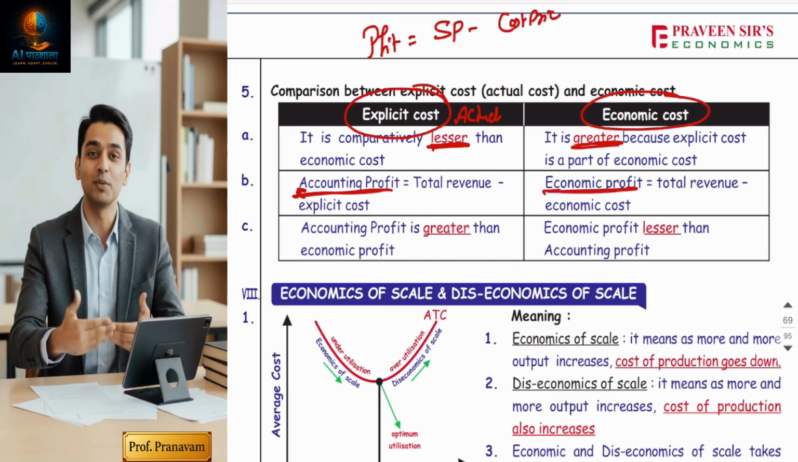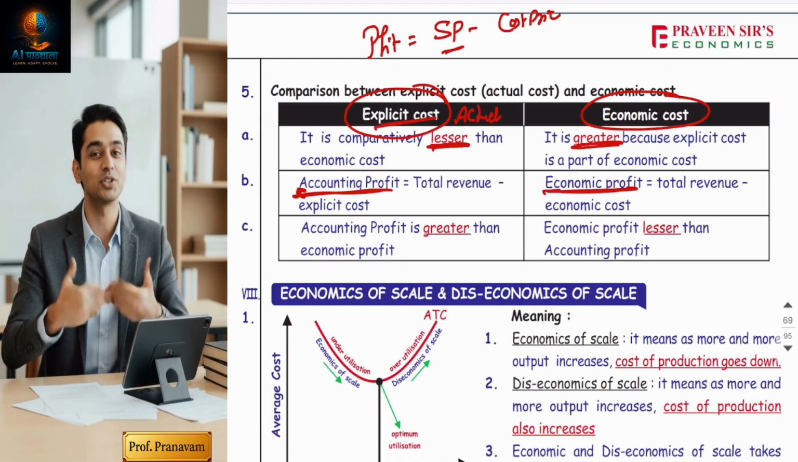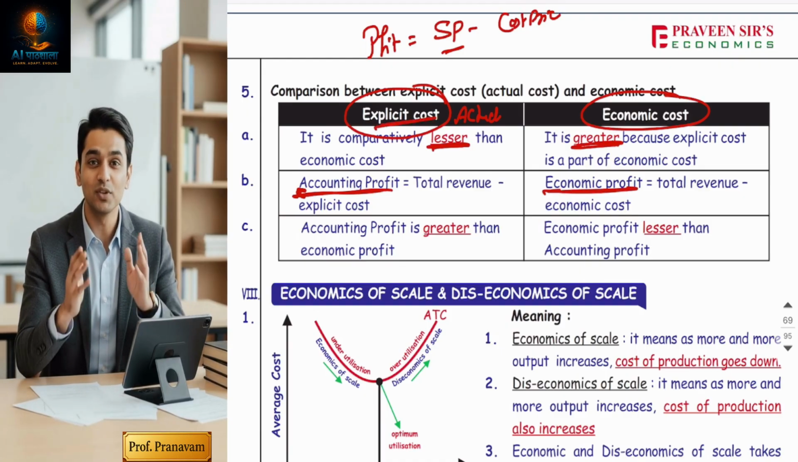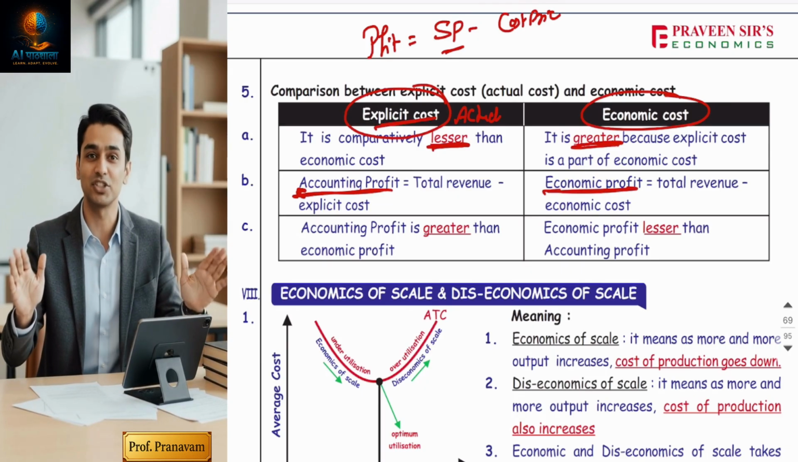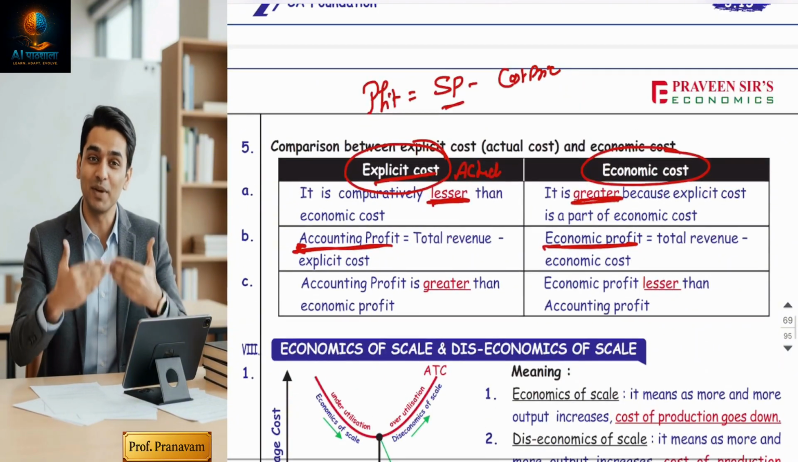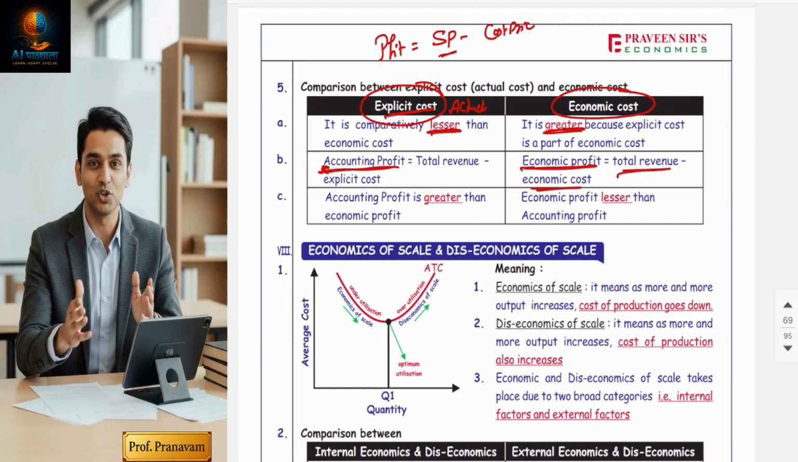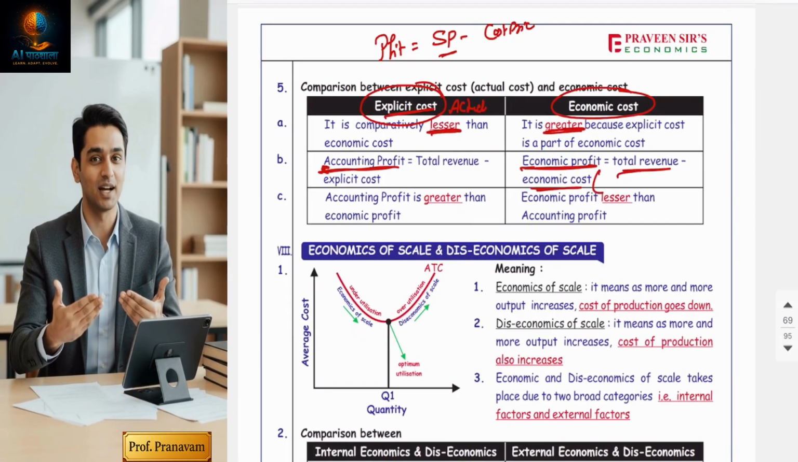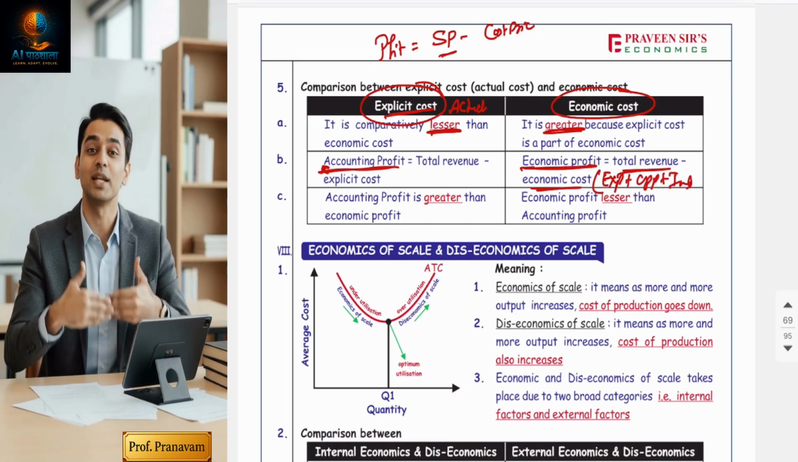So if you want to find out accounting profit, then from sale price you should reduce only explicit cost, actual cost. Because if you reduce actual cost from your sale price, then you're going to get actual profit. But if in the exam they ask you to find out the economic profit, then from sale price you have to reduce economic cost. Total revenue means sales minus economic cost. Economic cost means you have to reduce explicit plus opportunity cost plus implicit cost altogether.